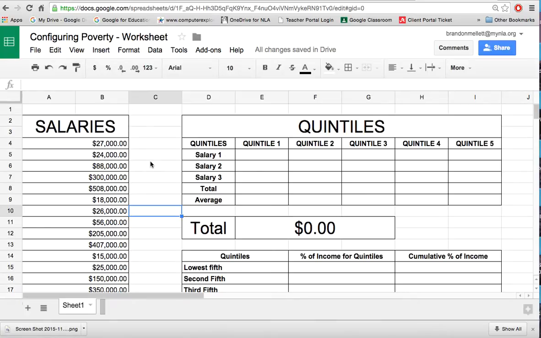In this video, we'll be demonstrating how to configure poverty. We will create a Lorenz curve, we will organize all the salaries into quintiles, and then we will find some percents for each of these quintiles.